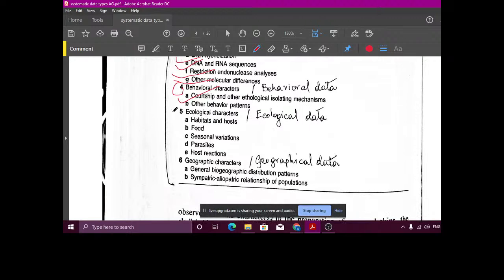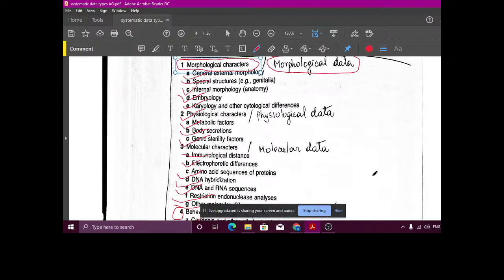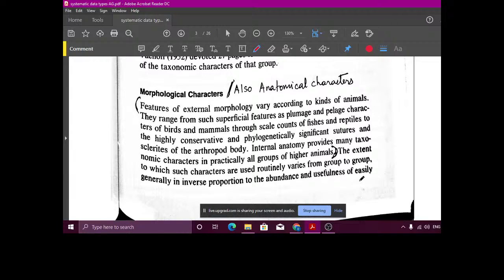Then you have ecological characters. Ecological characters can be habitats and host, food, seasonal variations, parasites, several host reactions, we will talk about them. Then we have the geographical characters also. So let us start now with morphological characters. What are morphological characters? Features of external morphology vary according to the kind of animals.